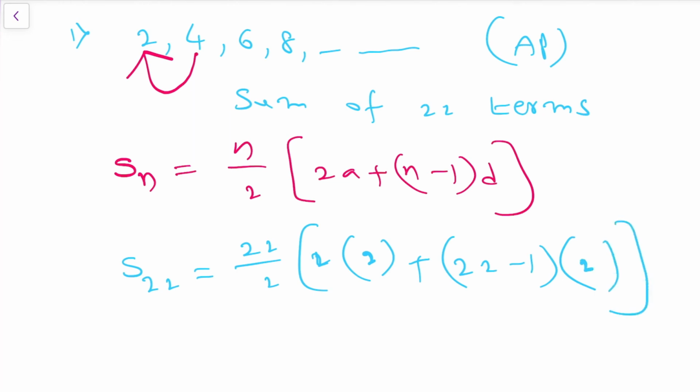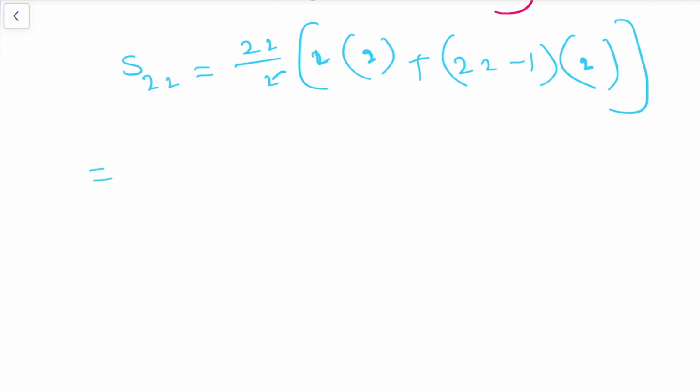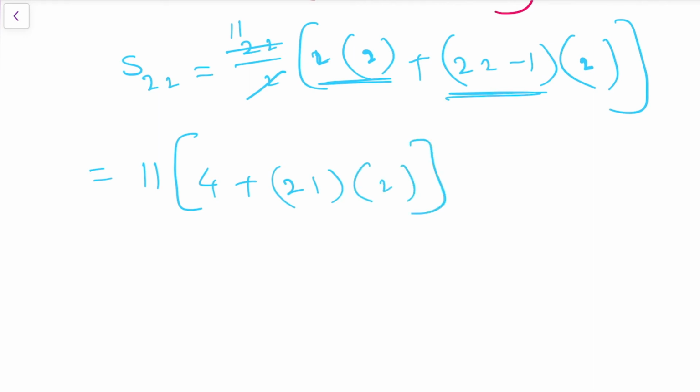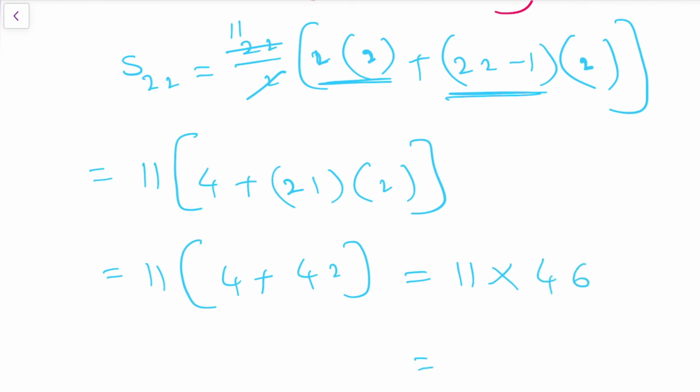Okay, let us simplify this. 2 1s are 2, 11s are 11 into 2, 2 2s are 4, plus 22 minus 1, 21 into 2. If you simplify further, 11 times 4 plus 21 2s are 42, which is equal to 11 into 4 plus 42, 46. So 11 into 46 is 506. So the sum of 22 terms in the given arithmetic progression is 506.